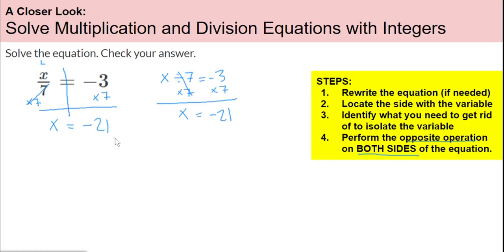But let's see if that is true. Let's go back to my original equation, x over 7. That means x is negative 21. So let's say negative 21 divided by 7. A negative divided by a positive is negative. How many times can 7 go into 21? That's 3 times. So negative 3, that's what we get. So this is correct. X does equal negative 21.